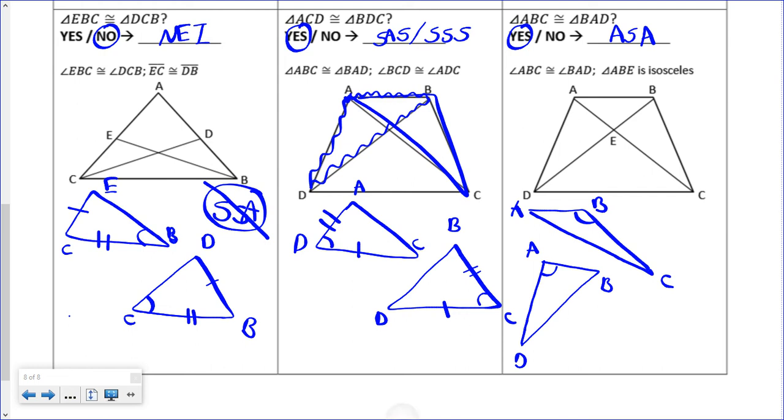What does that mean? What does isosceles mean? Two congruent sides. So triangle ABE is right here. So they're telling us that these two sides are equal. How does that give me more information? Right now I know that this triangle right here is isosceles. How does that give me more information? Anybody? What do you know about isosceles triangles?